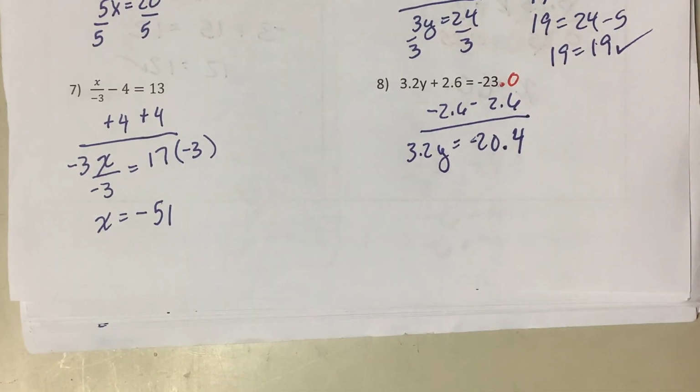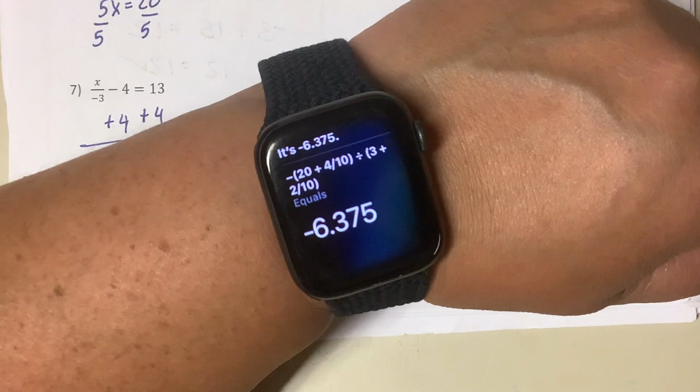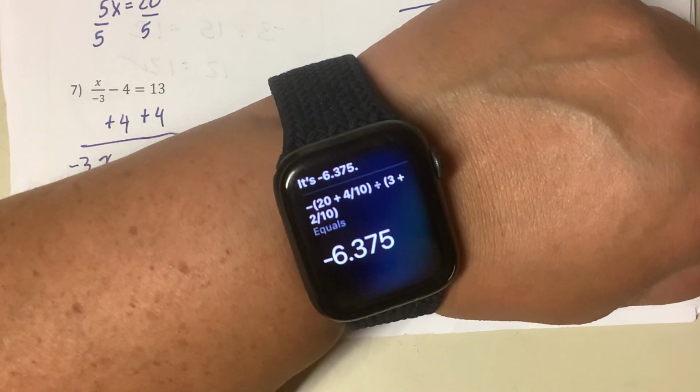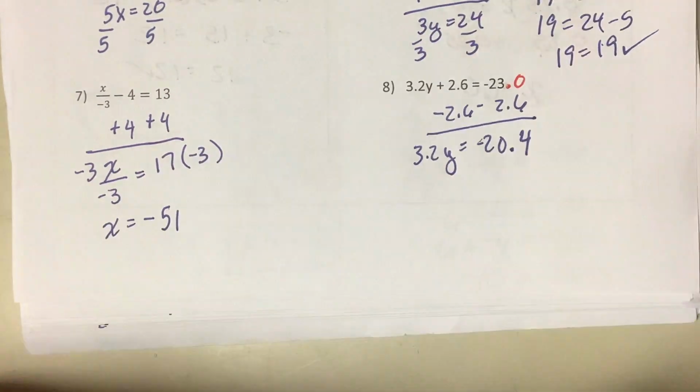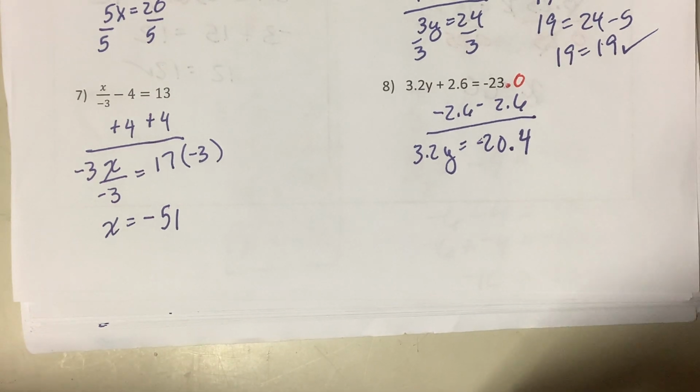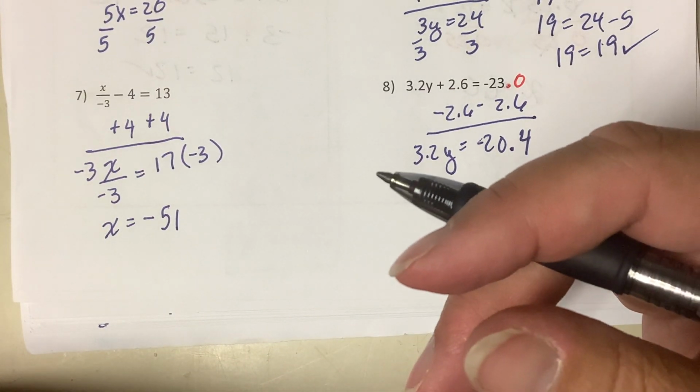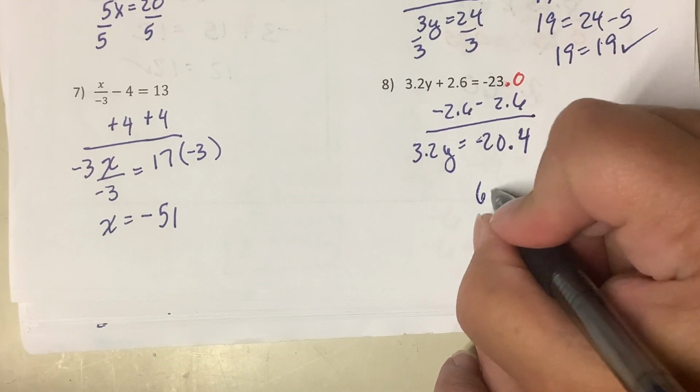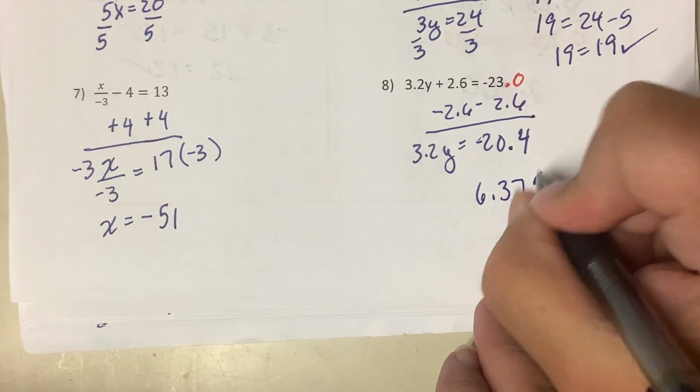Again, unfortunately, I don't have my calculator on me. So, hey Siri, what is -20 and 4/10 divided by 3 and 2/10? It's -6.375. Okay, that's a whole heck of a lot, isn't it? What did she just say? -375. Alrighty then.